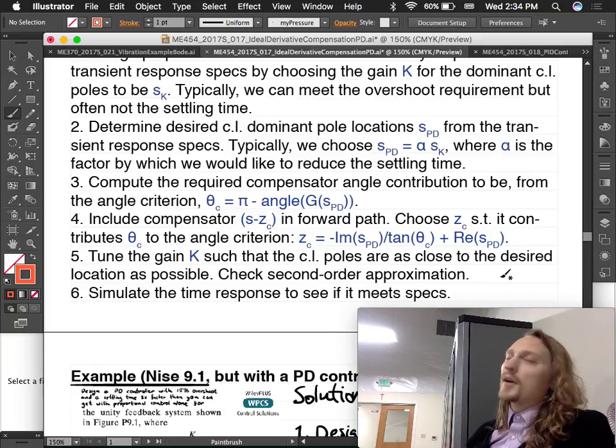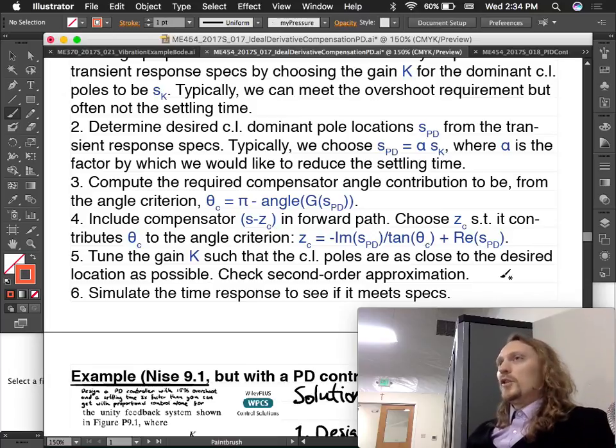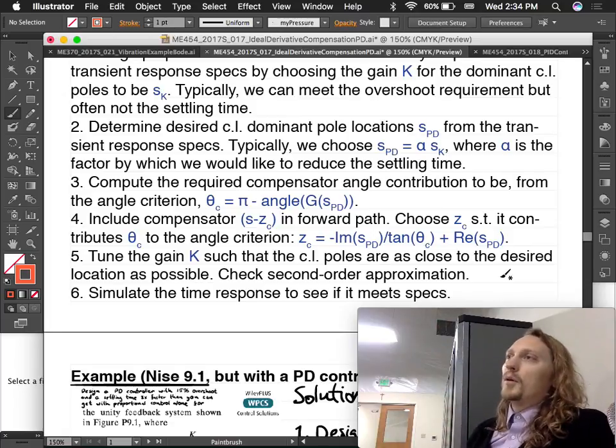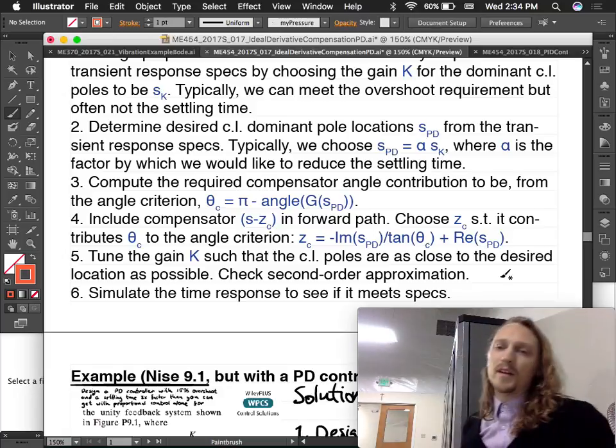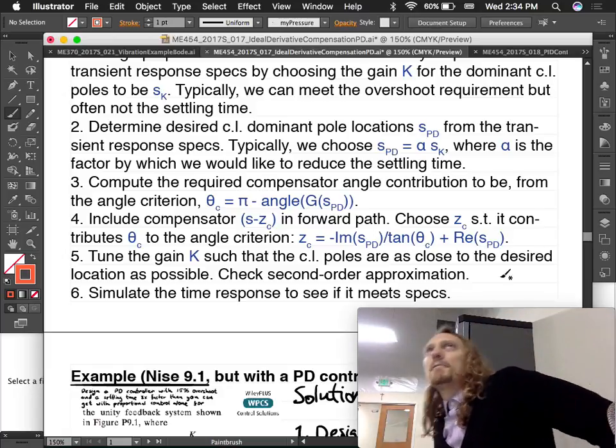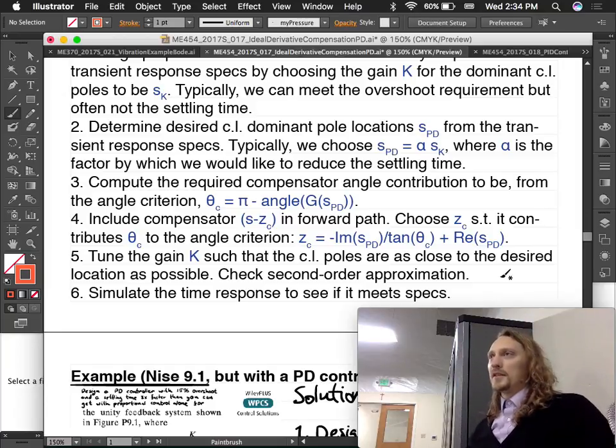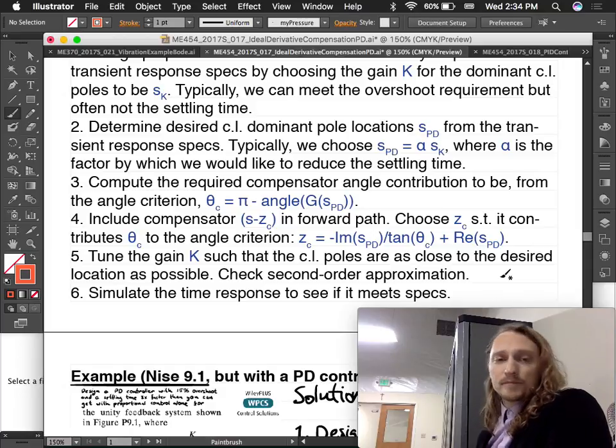Check the second order approximation. You could do it by seeing how far out your next pole is and all that, or you can just do step 6, which is to simulate and see if it meets the specs. It's another way to check. So that's our last step. It's quite similar to the PI control, except that there's a little bit more involved in deciding where that 0 is going to go. Okay? All right.